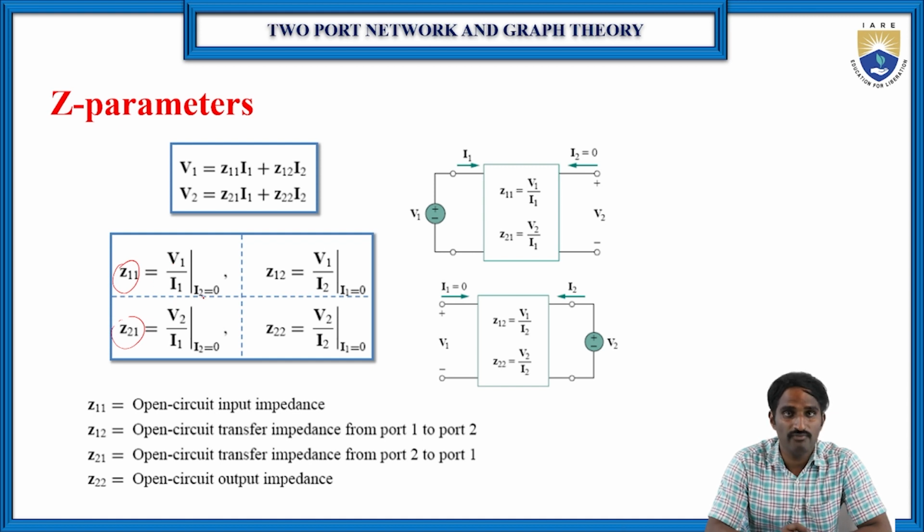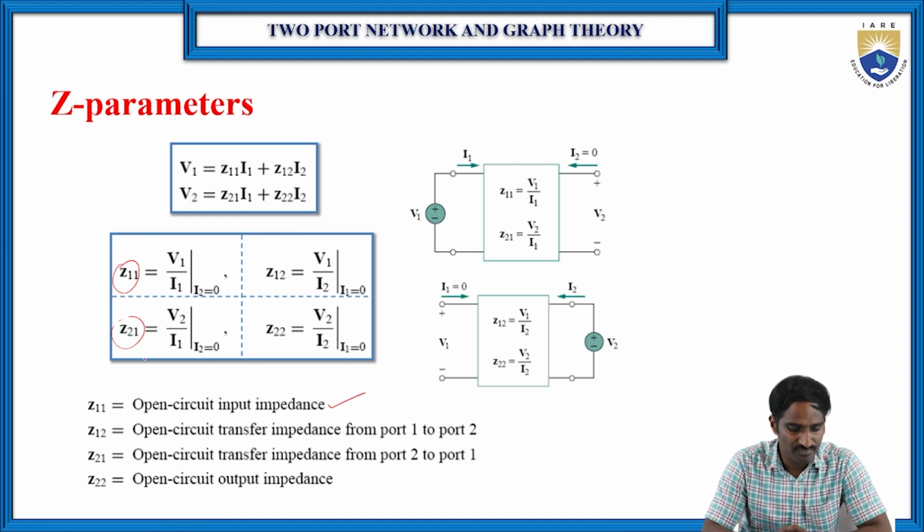When I2 is equal to 0, it means the second port is open circuit. That's why Z11 is also called the open circuit input impedance, because V1 and I1 both refer to input side parameters. So V1 by I1 is the impedance, and we calculate Z11 by making the output an open circuit. That's why it is the open circuit input impedance.